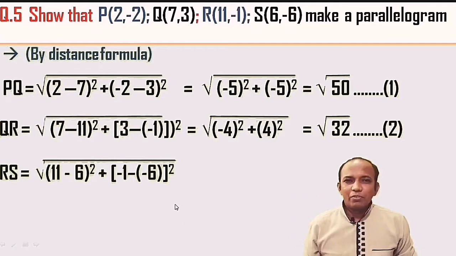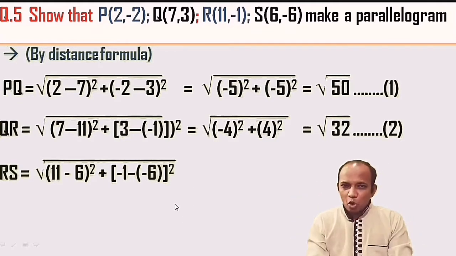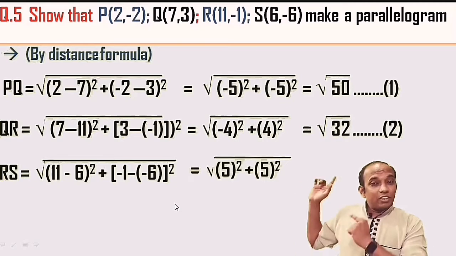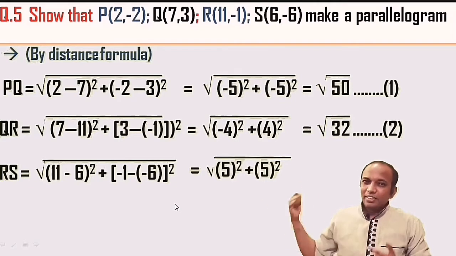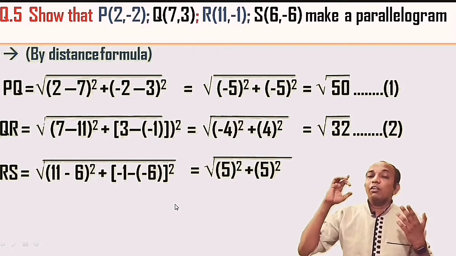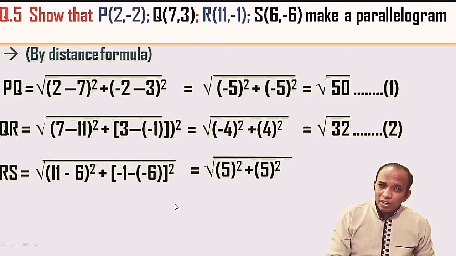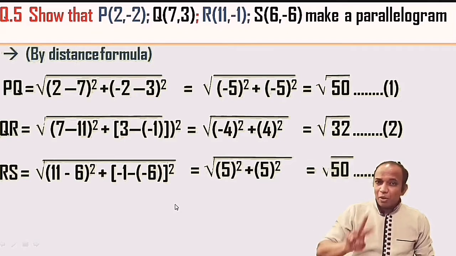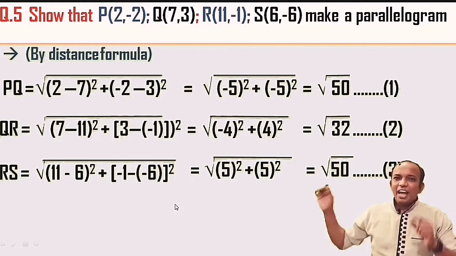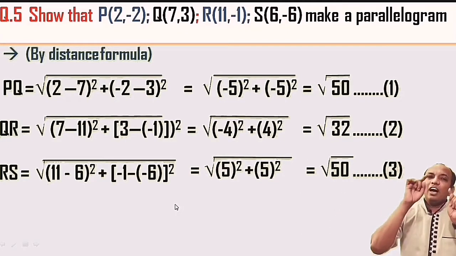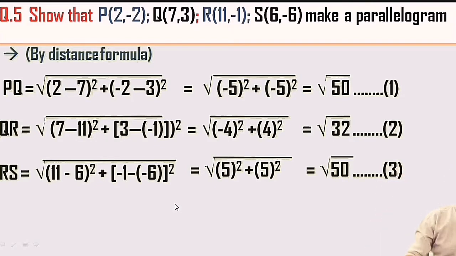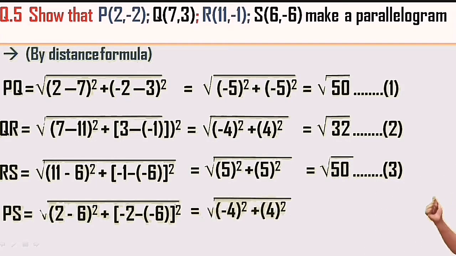For RS, again use the distance formula. The moment you carry out the first step of the operation, we get 5 square plus 5 square, under root of course. Carry out the square, 5 square is 25, so 25 plus 25 results in 50, and as a result we get under root 50, number it 3. And the moment you carry out PS also, you will get the value under root 32, the way you are looking on the screen. Now observe these values.